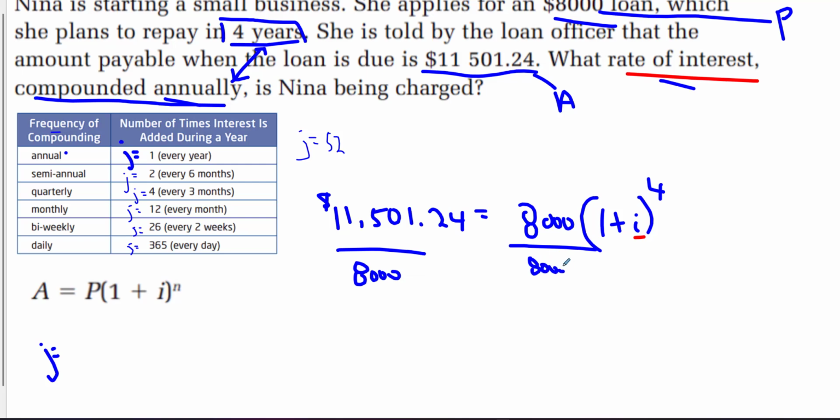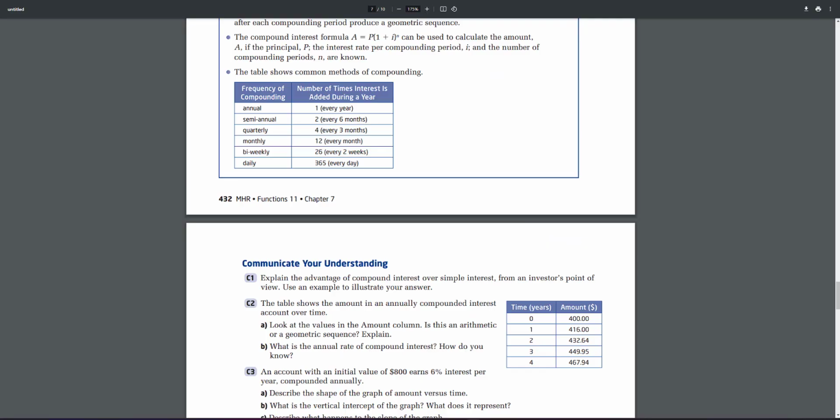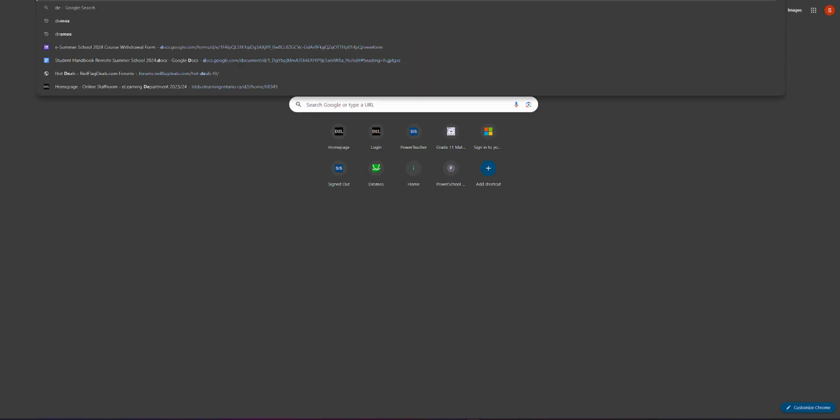So the first step is to divide both sides by 8,000. All right. And I don't have a calculator with me.